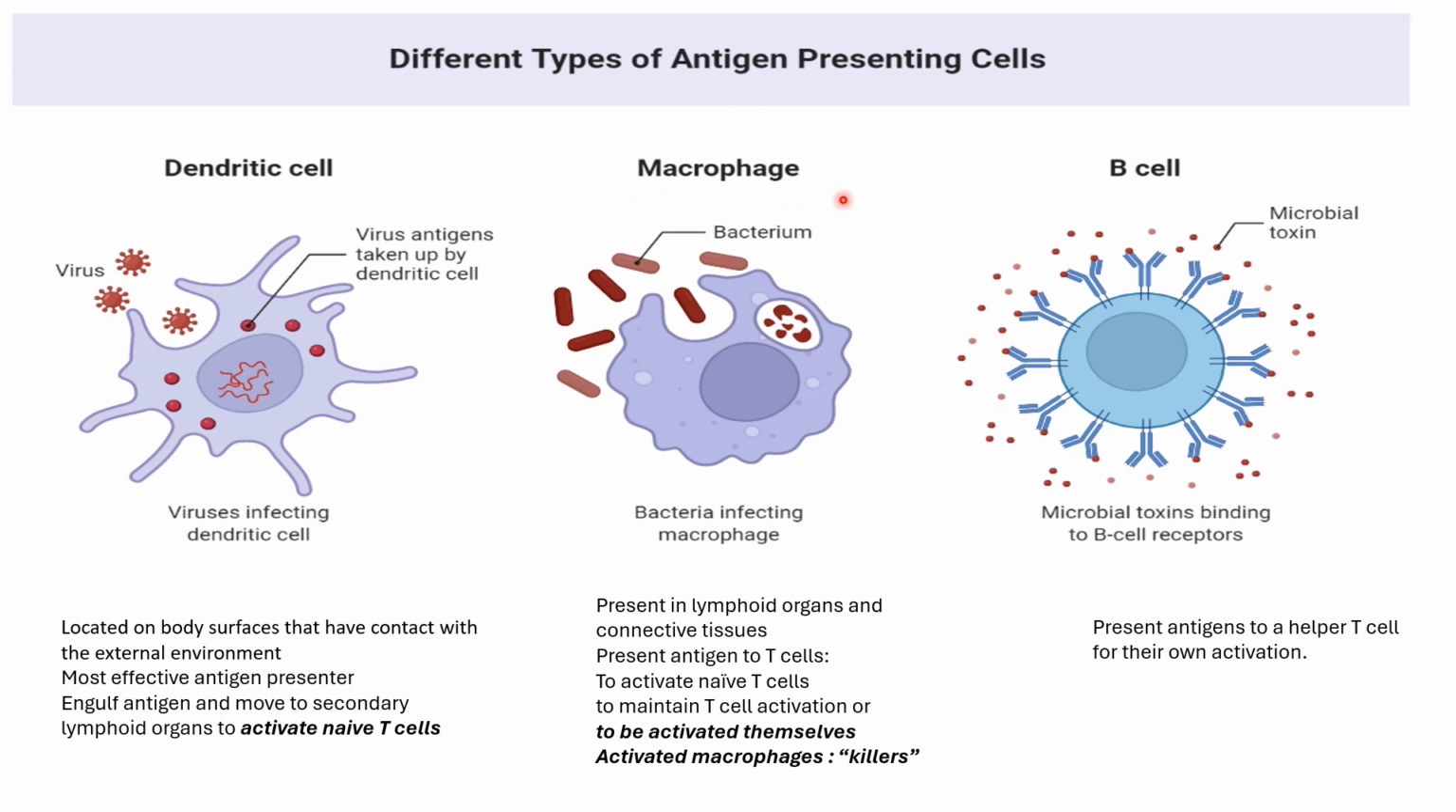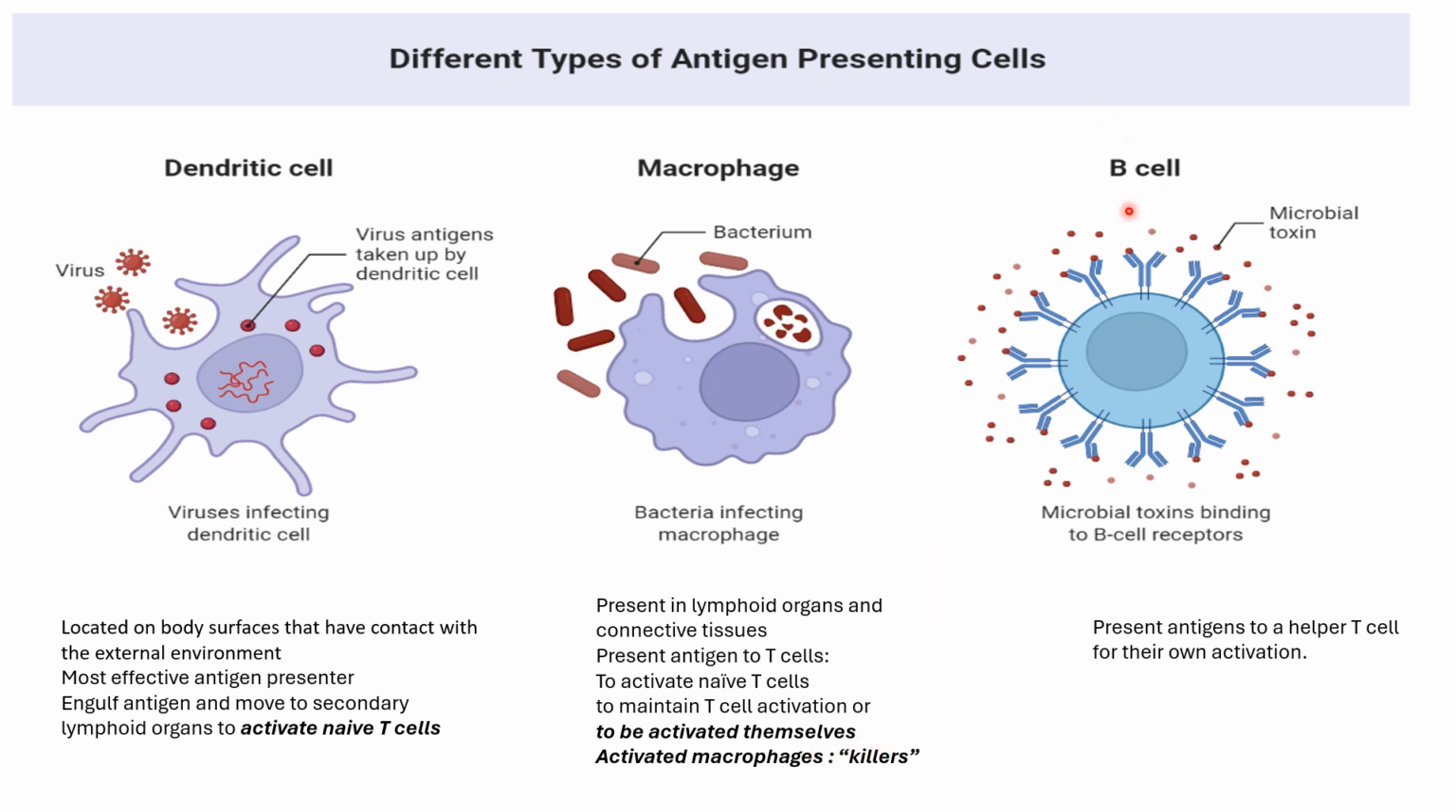Then we have macrophages, which are also antigen presenting cells, present in the lymphoid organs and in the connective tissue. They present antigen to the T cells to activate naive T cells and to maintain T cell activation. But they also have a motive. They are not selfless like the dendritic cells. In return, the T cell activation also results in their own activation, so they will be more activated. And activated macrophages are like killer cells. We know they eat everything.